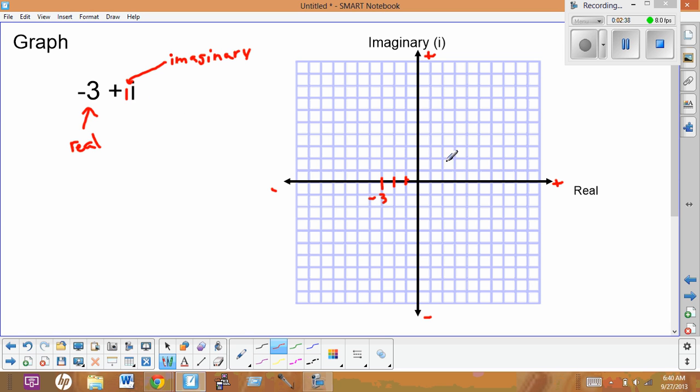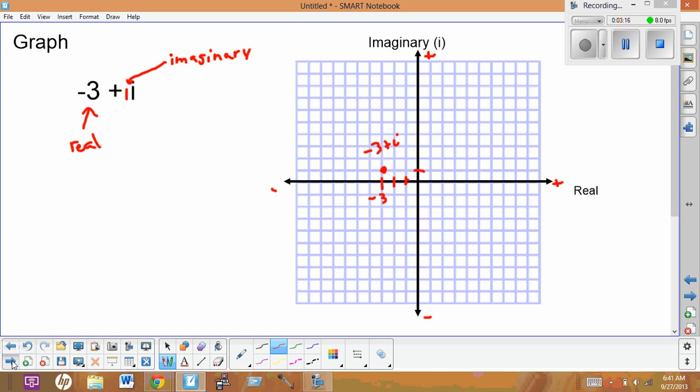So again, I graphed my real part. That was -3. My imaginary part is +1. So on the imaginary axis, I'm going to go up 1 and move over to -3 on the real and plot my point. There's the point, -3 plus i. Okay, you can see a lot of similarities in graphing points as we knew it and graphing complex numbers. Again, it's identifying the real and imaginary, and they are essentially like your x and y.